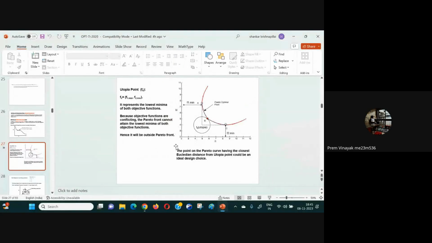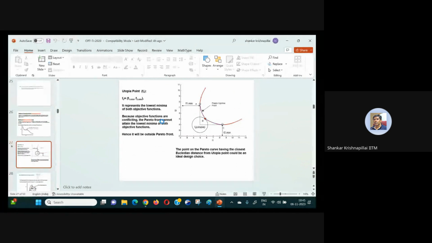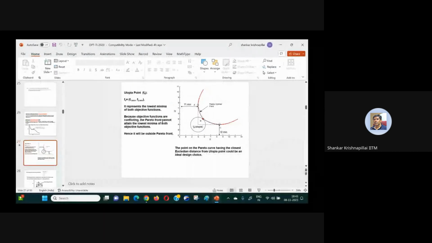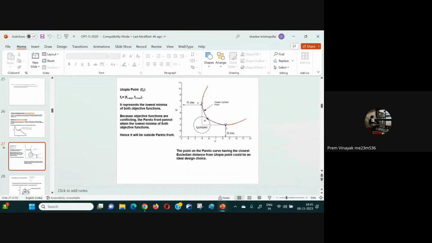Sir, one query. For two conflicting objective functions, will the Pareto front be linear anytime? Yes, if it's a multi-objective linear programming problem, you will get a linear Pareto front. And that we'll see later, in the worked example. So if the objective functions are linear and the constraints are also linear, then the Pareto optimal front will be made of straight lines.